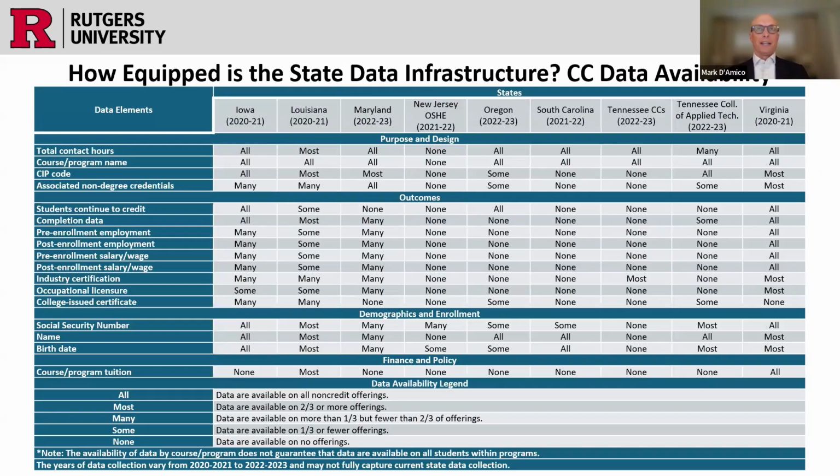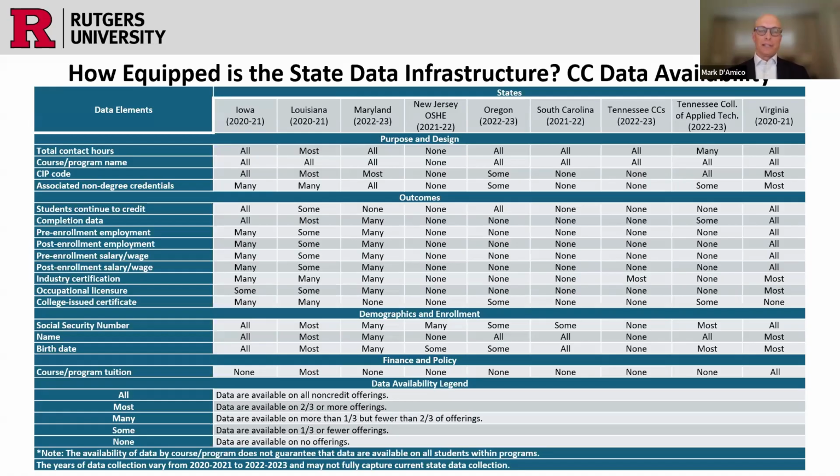Data infrastructure, and you can see this across many of the data elements. So basically, what we've done with the 80 or 90 data elements that we have, we've looked along the categories of our taxonomy: purpose and design, outcomes, demographics and enrollment, and finance and policy. And we've pulled some of the data elements that are directly associated with Workforce Pell. And you'll see more of the availability across here. So again, contact hours, no problem. Course and program name, zip codes, as they're helpful to understand the field of the programs.